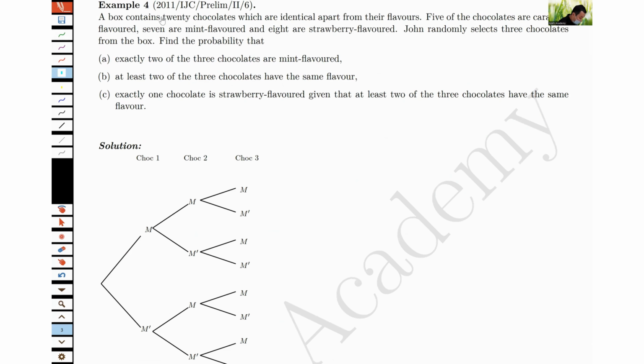We have here a box of 20 chocolates. There will be 5 caramel, 7 mint, and 8 strawberry. Can I write the breakdown below also to help in the calculation? 5 are caramel, I indicate as C. 7 are mint flavored. 8 are strawberry flavored.